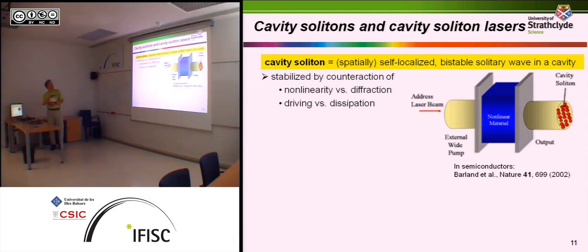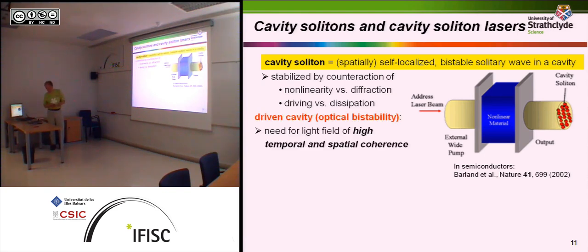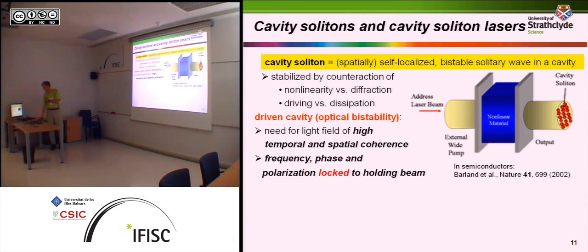So the archetypical system this was investigated in was a cavity with a nonlinear medium, for example a semiconductor, and two mirrors, driven by an external beam. The disadvantage of this system is that you need this beam of high temporal and spatial coherence. And the other thing is that the solitons coming out of it are a little bit dull, because their frequency, phase, and polarization is locked to the holding beam.